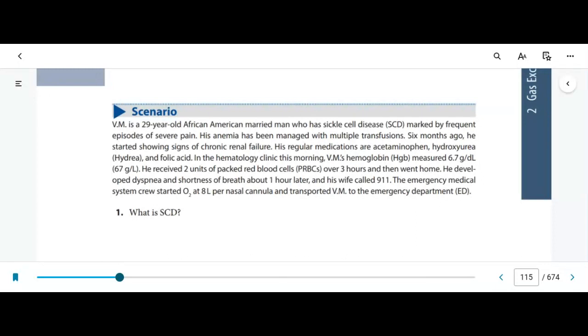In the hematology clinic this morning, his hemoglobin measured 6.7. He received 2 units of packed red blood cells over 3 hours and then went home. He developed dyspnea and shortness of breath. About 1 hour later, his wife called 911. The emergency medical system crew started O2 at 8 liters per nasal cannula and transported VM to the emergency department. Anybody see any red flags from our little story there?